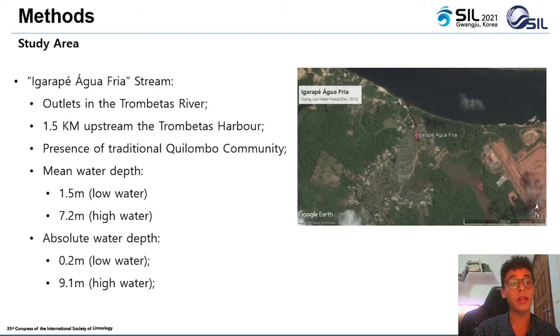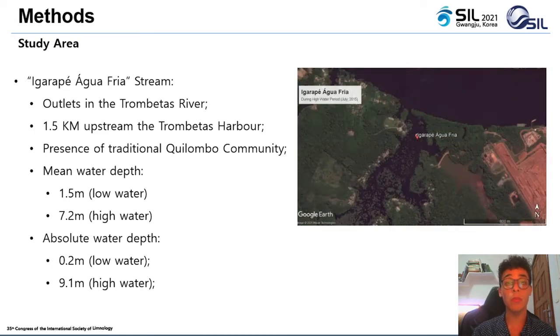The study area is the Igarapé-Água Fria stream, which outlets into the Trombetas River around 1.5 kilometers upstream from the Trombetas harbor. In this area, we have the presence of traditional Quilombo community. As the area is under the influence of the flood pulse, it presents drastic changes of water level. During low water period, water depth is of 1.5 meters, as we can see in this image, but during high water period, mean water level can get to 7.2 meters. Because of environmental heterogeneity, water depth can range from 20 centimeters during low water to 9.1 meters during high water.